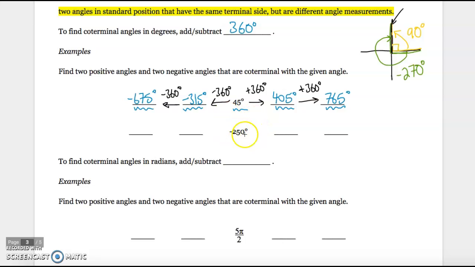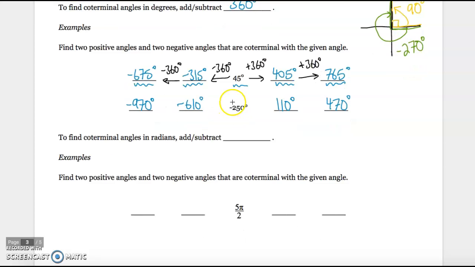Okay, and so we can do the same thing even if our angle is negative to start off with. So if I take negative 250, I can add 360 to it, and I'd get 110. Or I could add 360 to it again, and I get 470. Or I could subtract the other way, right? Negative 250 minus 360 would give me a negative 610. Or I could subtract 360 more, and I get negative 970. So working with coterminal angles, as far as degrees go, is relatively easy.